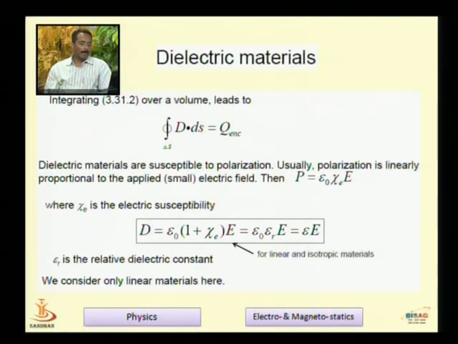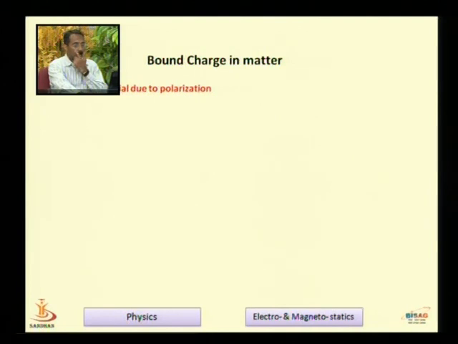And so here we are considering linear materials. Actually linear materials, that means in this equation P is equal to epsilon 0 psi E, polarization is proportional to electric field. So you can say that the material is linear.